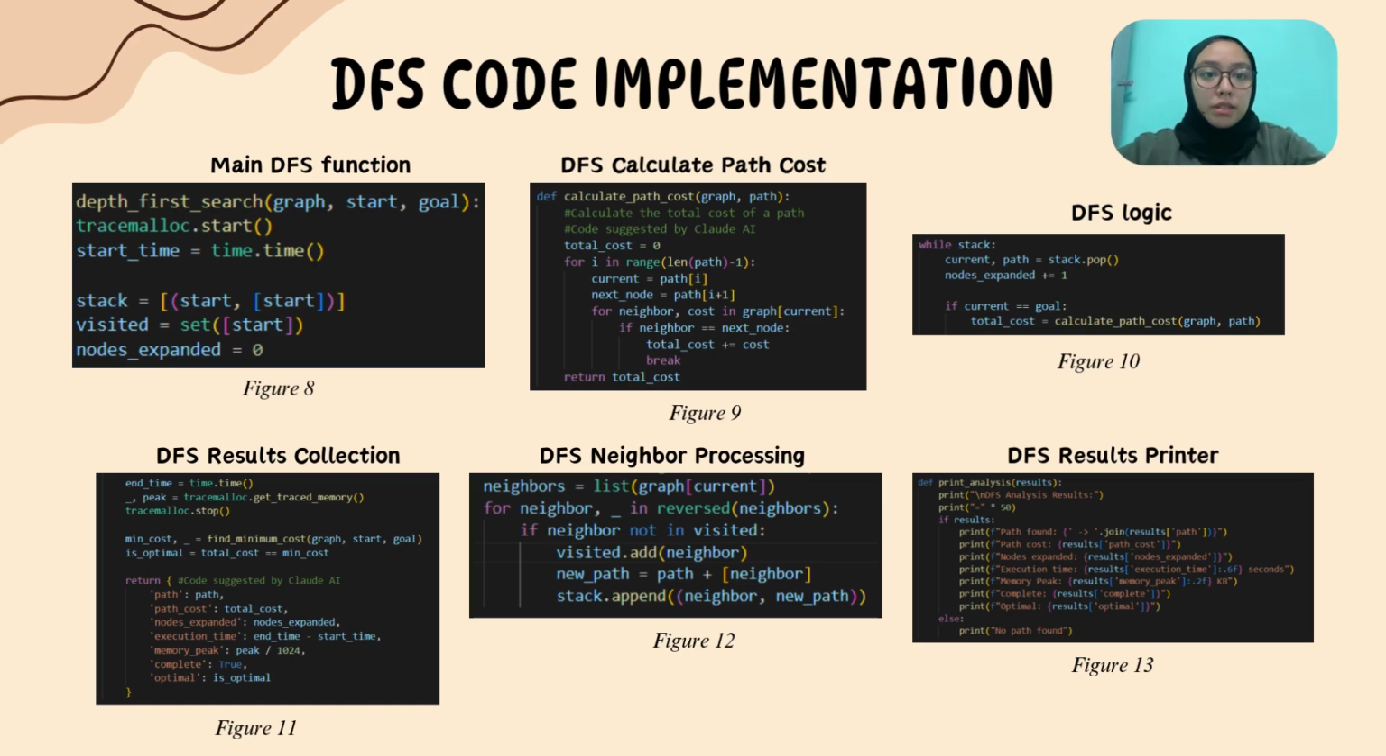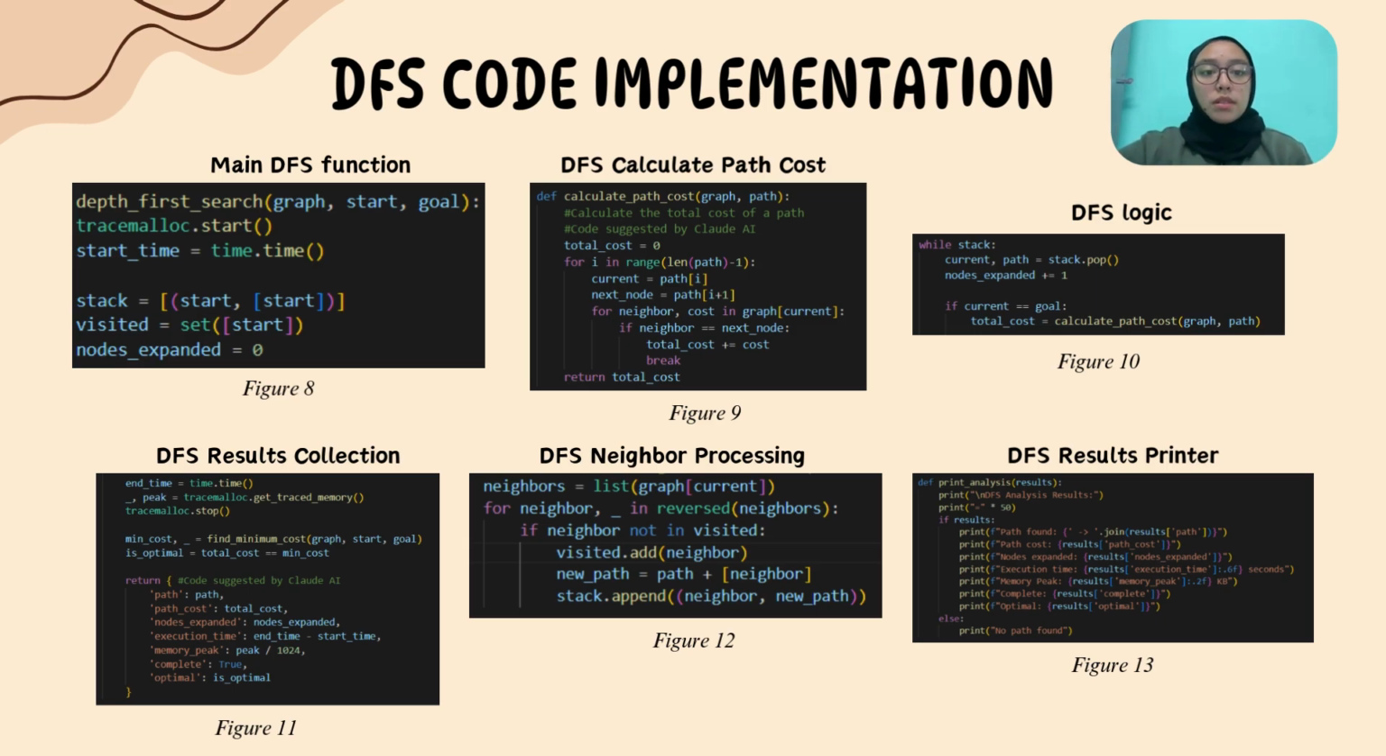Another key difference of the DFS implementation is that we are using a reverse operation. For example, where we have the neighbor list of B and C, we will reverse it, and the algorithm will add C first and then B to the stack. So it will pop B first and then it will pop C.